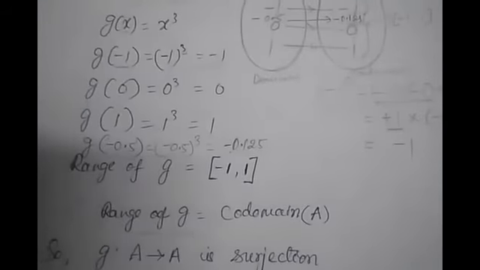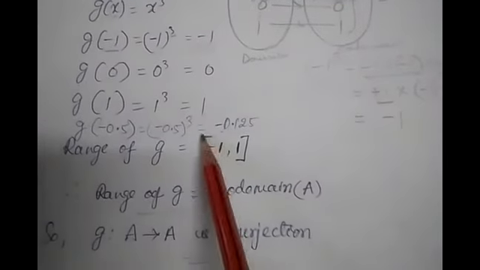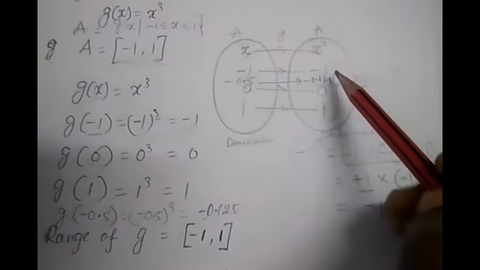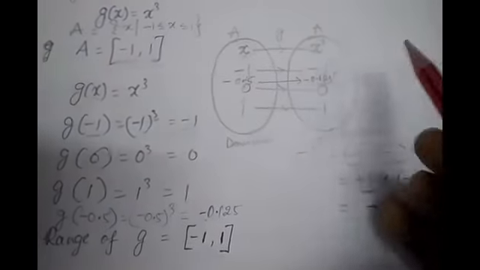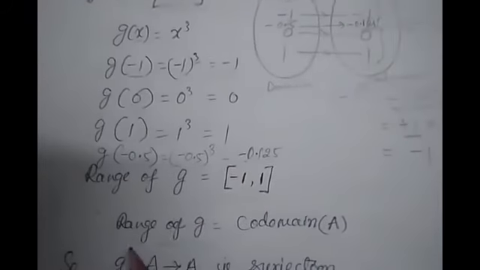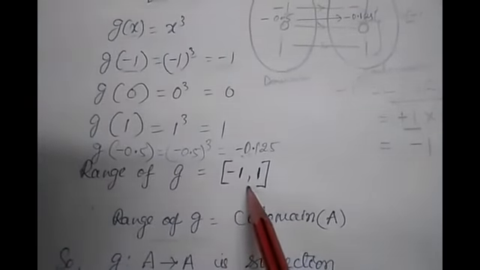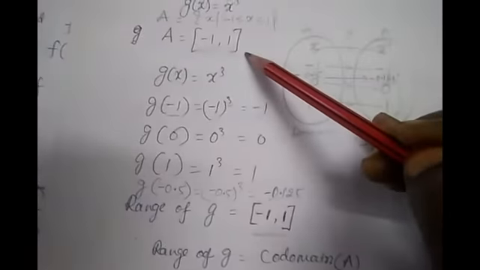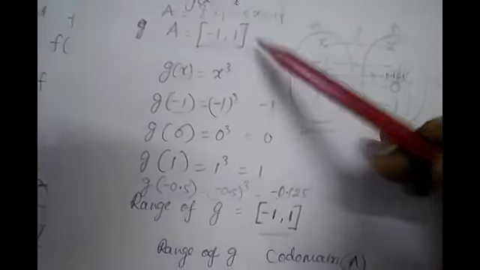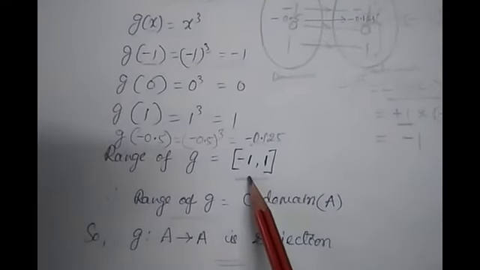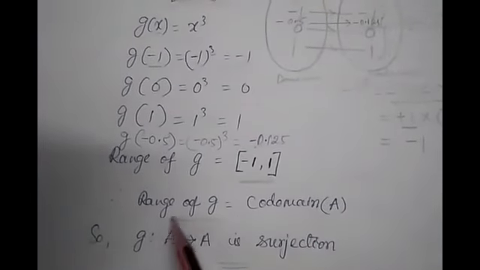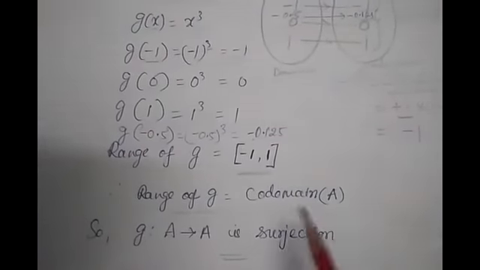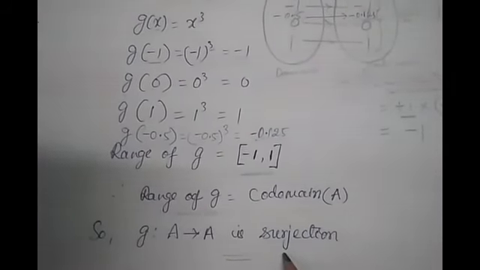So we can say that the range of g is equal to the closed interval minus 1 comma 1, since the range starts from minus 1 and ends with 1. Observe this: A is the closed interval minus 1 comma 1, and the range of g is also the closed interval minus 1 comma 1. Therefore, the range of g is equal to the codomain. In this case, we can say g from A to A is a surjection.